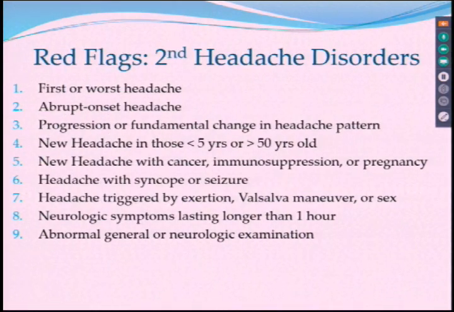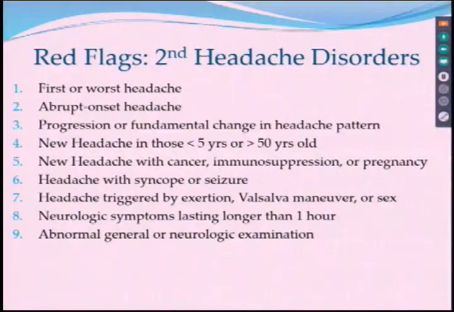So what are the red flags? When should you say something's not right with this patient and it's not just a tension headache or not just a migraine headache? So number one, the first or worst headache of your life. So if you're over the age of 25 and you all of a sudden have new onset headaches, or it's the worst headache of your life, that's a red flag. If you've had headaches your whole life and now you just have another headache, it's just a regular run-of-the-mill headache and you don't have to get concerned about it.